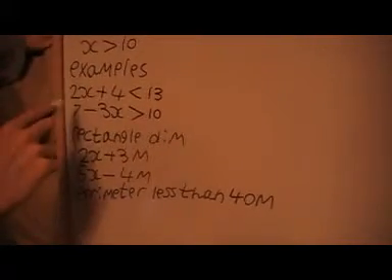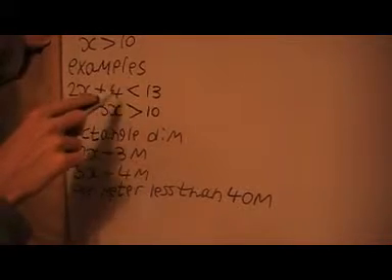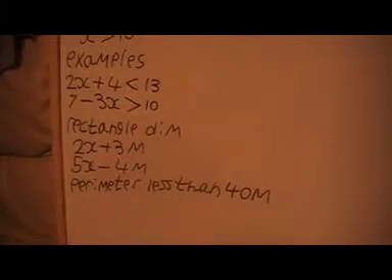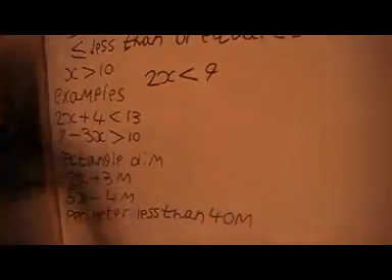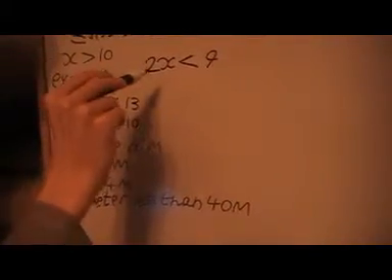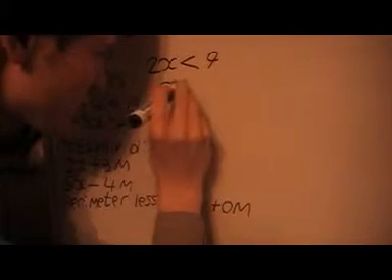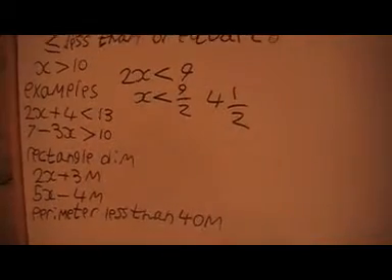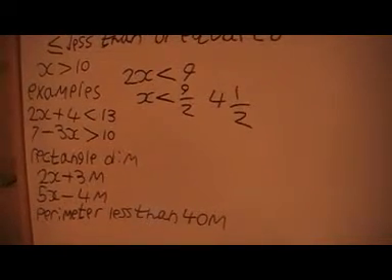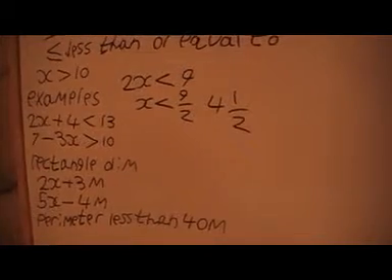First one's going to be 2x plus 4 is less than 13. So I'm going to do it the same way as we do equations. I'm going to subtract 4 from both sides, so I'm going to get 9. And then I'm going to divide both sides by 2, so I get x is less than 9 halves, or if you like, 4.5. So any number less than 4.5 would satisfy that inequality.